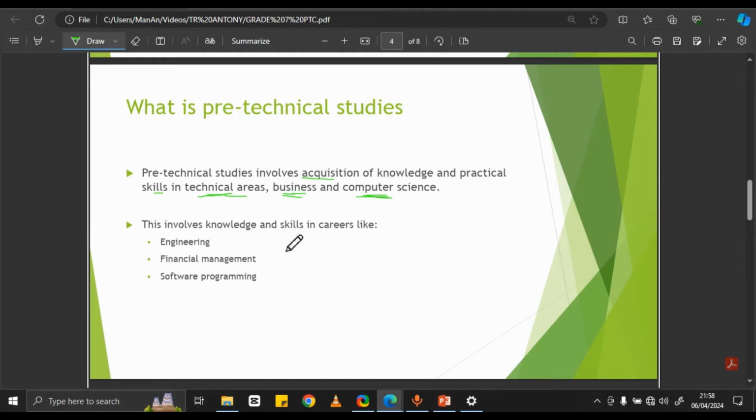So these careers that you might get with pre-technical studies, the fields you'll acquire knowledge and practical skills in with pre-technical studies include engineering. Okay, you can be a civil engineer, an electrical engineer, a mechanical engineer, you can do financial management, the aspect of business in this. You can do software programming, where you make different apps and software.